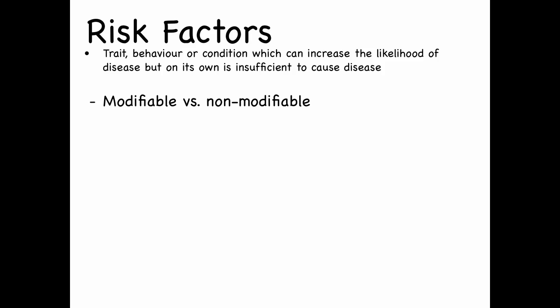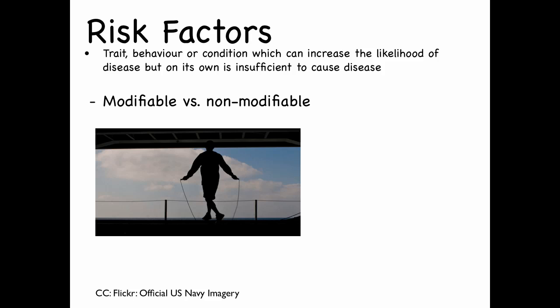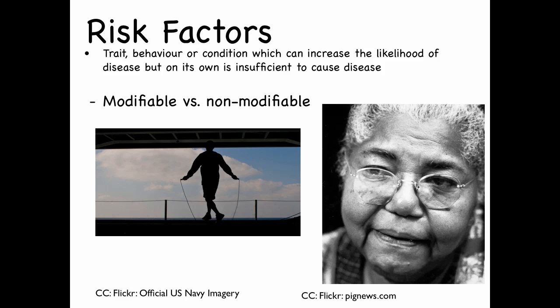We can categorize risk factors into modifiable and non-modifiable. So for example, classic example of modifiable is something like exercise. These are things we can change: our diet, exercise, whether we smoke or not. And there's risk factors that we can't change, like our age, our genetic history, our background, etc.